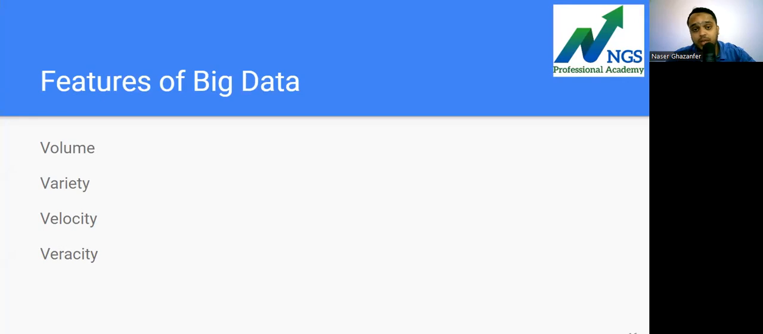And the fourth V is actually the veracity. Veracity is the truthfulness of the data. Matlab ye jo data hai to sahi apne haath mein, lekin wo sahi hai ya nahi hai, we don't know. So the truthfulness of the data matters a lot. Okay, the genuineness of the data, matlab sach hai ya jhoot malum nahi.